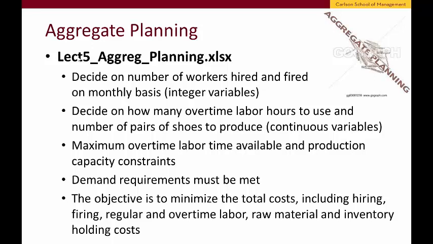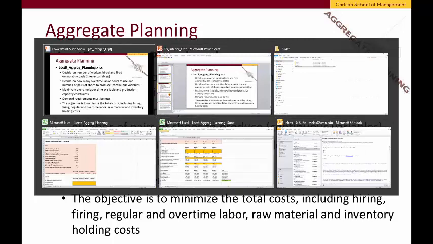So the other constraints or other issues in this model are maxing the overtime labor and calculating the production capacity based on the number of production hours available. There are some calculations involved with these. Then, of course, the standard demand requirement constraint. And the objective is to minimize all the costs involved in this model, right? From hiring, firing, regular and overtime labor, raw material, as well as inventory holding costs. So I wanted to go through the rest of the slide before switching to the model itself.